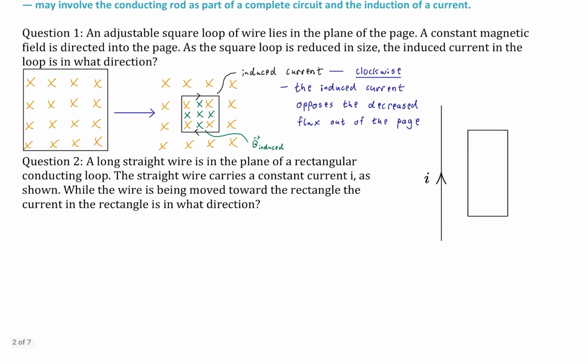Question 2. A long straight wire is in the plane of a rectangular conducting loop. The straight wire carries a constant current, I, as shown. While the wire is being moved towards the rectangle, the current in the rectangle is in what direction? So this would be an example of a current carrying loop moving through a non-uniform magnetic field. Of course, in this case, it's the wire that's moving and the loop is at rest, but that's all relative velocity.